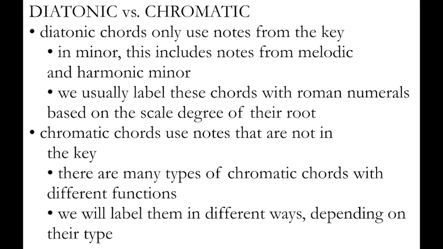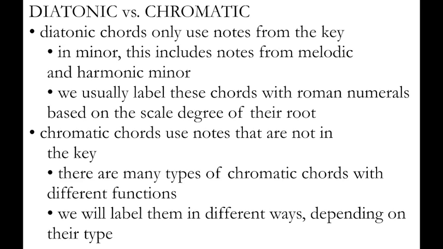I'd like to start this discussion with a quick review of the difference between diatonic and chromatic chords. Diatonic chords only use notes from the key that the music is in. Most of the chords that we've looked at so far have been diatonic chords. When we're talking about a minor key, this does include the notes from the melodic and the harmonic minor scale, and so we've got a couple extra chords in minor keys, more chords there than we do have in the major keys.